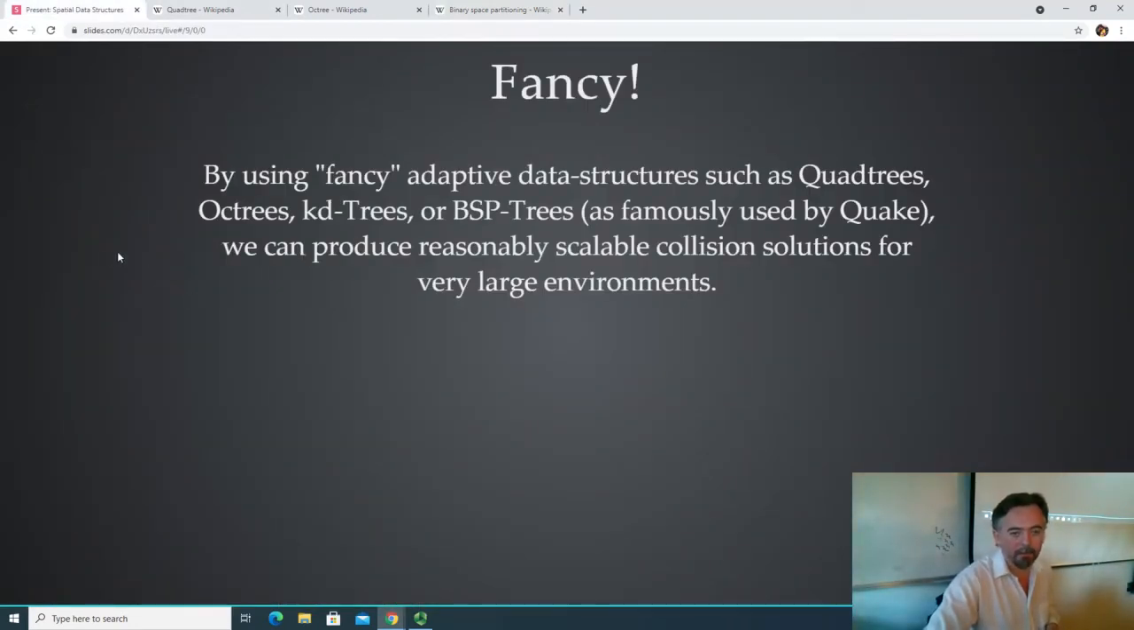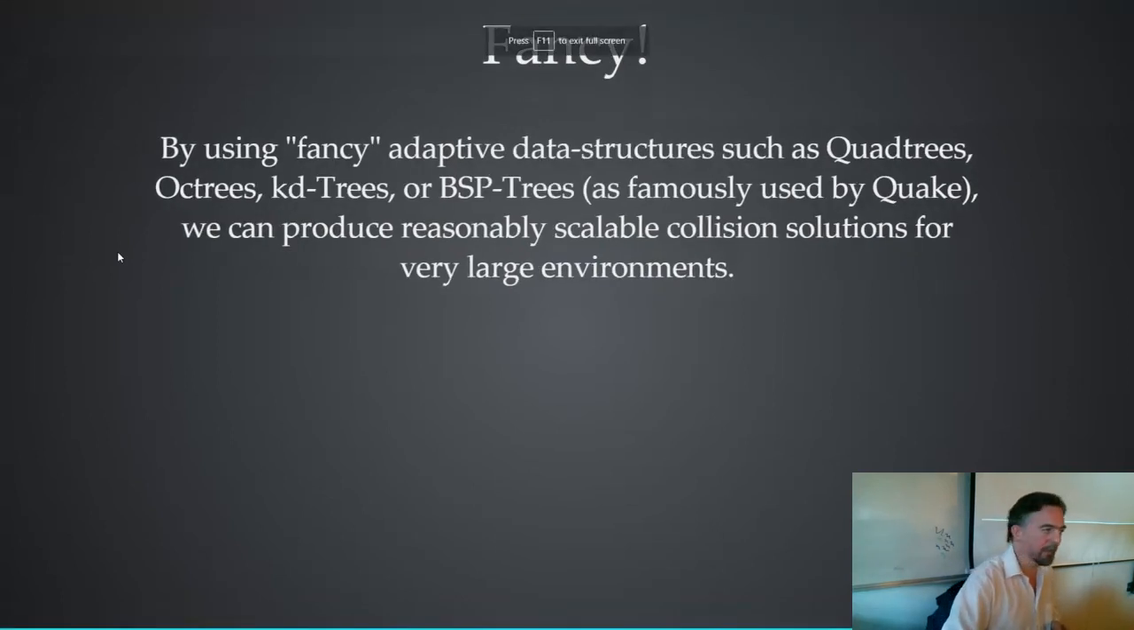So now you know about that. So this is basically the trick. You do these things and it lets you be efficient in dealing with large environments.